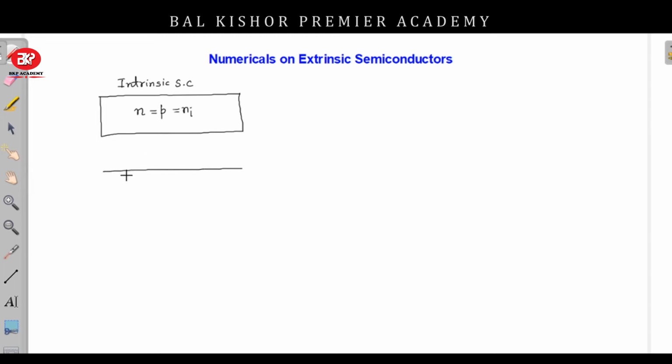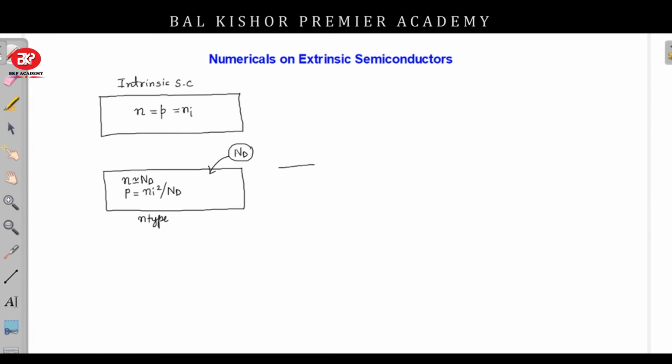Now if we dope this intrinsic semiconductor with a doping concentration, suppose we have doped with donor atoms. Let us consider that the donor atom concentration is Nd. Then we can say that the electron concentration will be nearly equal to the doping concentration, and the hole concentration will be ni square divided by the electron concentration, that is Nd. And this is for the N-type semiconductor.